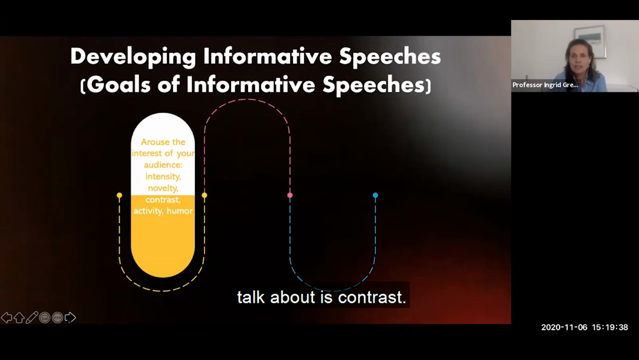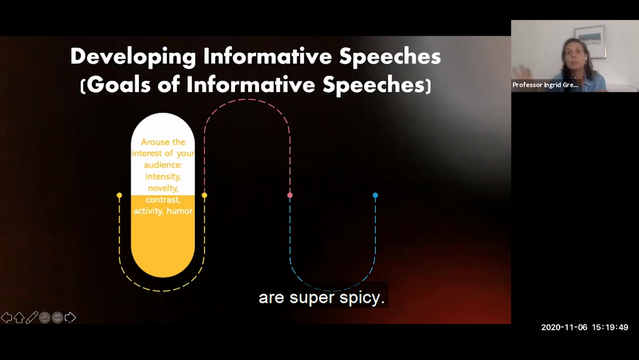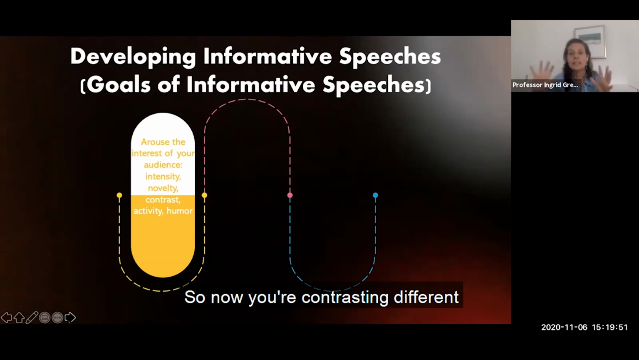Then the next thing they talk about is contrast. So if you're talking about jalapeno peppers, for example, you might want to talk about jalapeno peppers that are not so hot, not so spicy, and then jalapeno peppers that are super spicy. So now you're contrasting different types of jalapeno peppers, but the topic is the peppers.